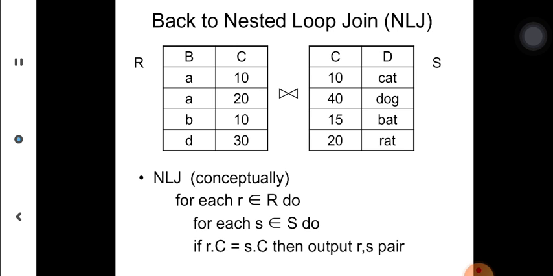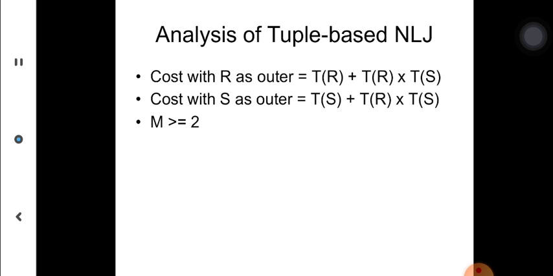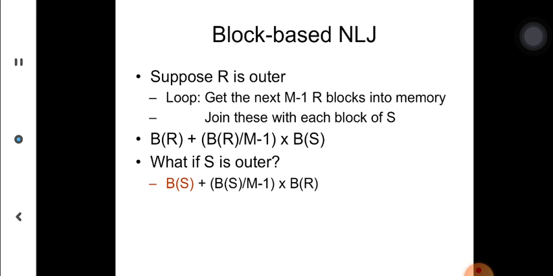So block nested loop join is like this. We have two relations R and S, and conceptually we know what we are doing. This is actually our first discussion we did. Analysis of tuple-based nested loop join: the cost with R as outer is T(R) plus T(R) multiplied by T(S), and the cost with S as outer, if it happens, swaps outer and inner, and then ultimately the block-based nested loop join.